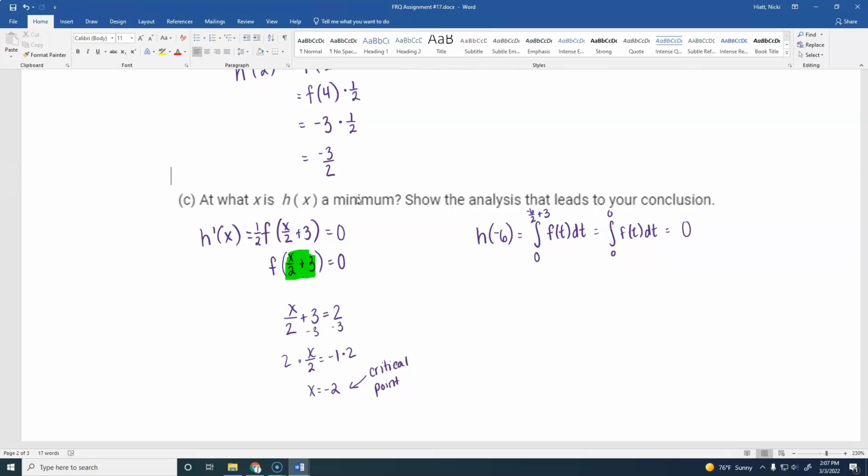Let's try h of negative 2. Okay, so same thing we just did. We're going to integrate from 0 to negative 2 over 2 plus 3 of f of t dt, which is going to be the integral from 0 to 2 of f of t dt.